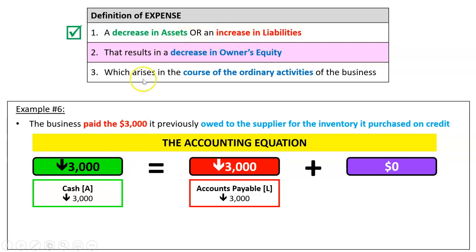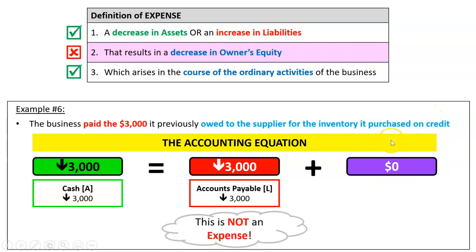So that's cool. Did it arise in the course of the ordinary activities of the business? Yeah, it does. Paying back people we owe money to is very ordinary. That happens all the time. But does it result in a decrease in owner's equity? It didn't. All it did was actually lower a liability. So overall, there was no impact on owner's equity. So when you pay back an accounts payable for money you owe, that is not an expense.